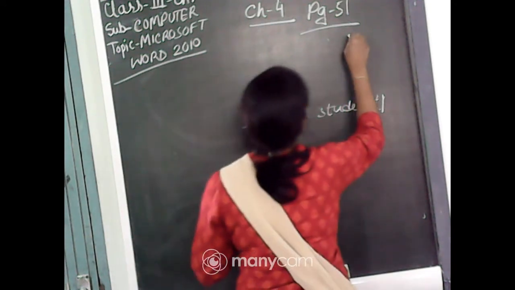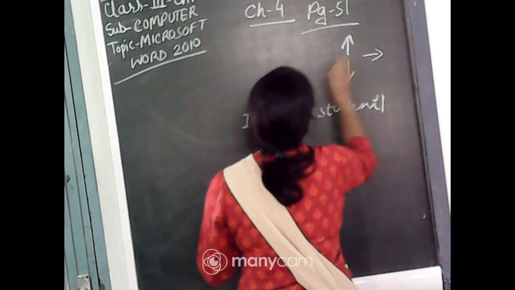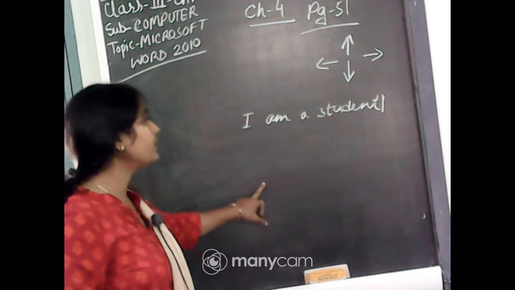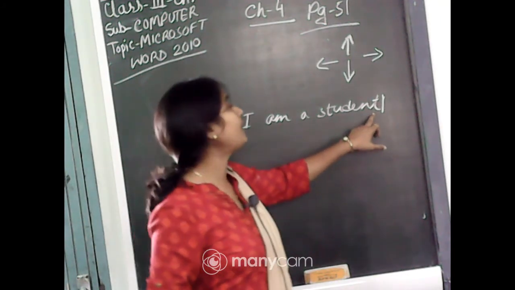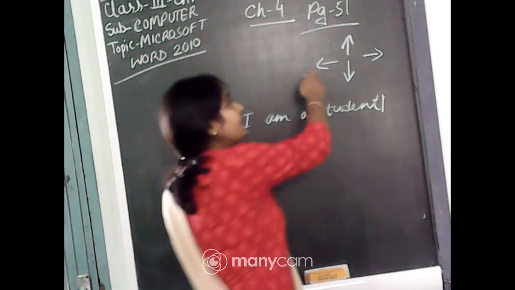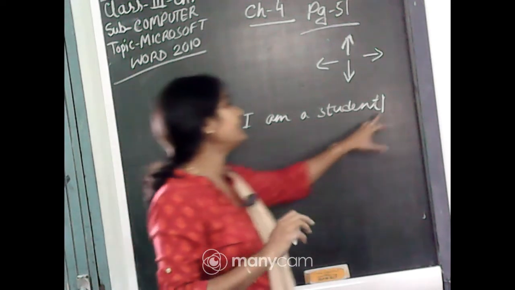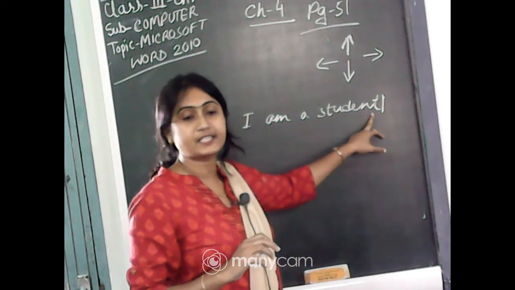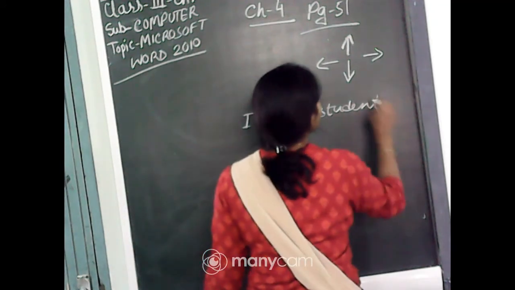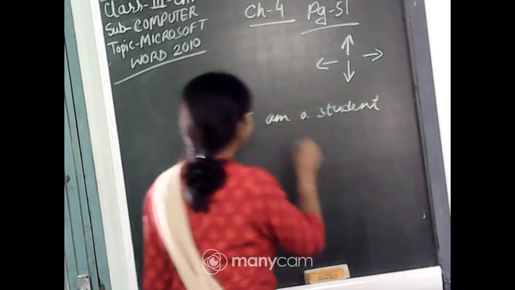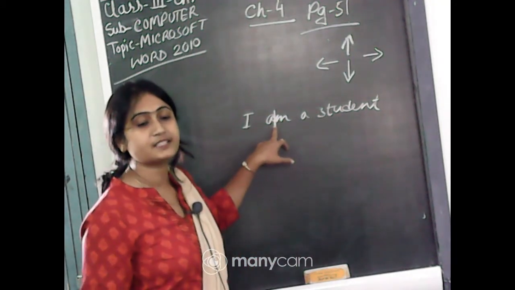There are 4 arrow keys on the keyboard, you all know: up arrow, down arrow, right arrow and left arrow. If you want to select the left character of the cursor, you have to press the shift key and left arrow together. If you press shift and left arrow together, then you can see T will be selected, on the left side of the cursor. Now suppose your cursor is here between A and M.